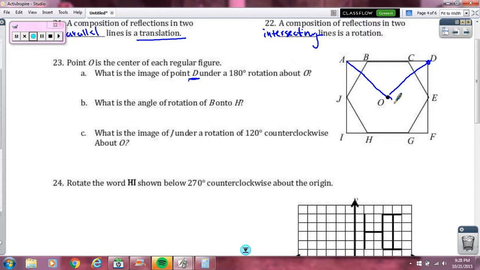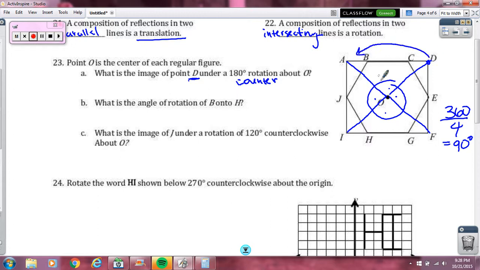If I draw in my central angles for the square, I'm dividing my 360 into 1, 2, 3, 4 pieces, so each one is 90 degrees. So if I'm taking D and I go 180, counterclockwise, I guess technically it doesn't matter, then if I go to A, I would have gone 90, I've got to go all the way around to I to go the full 180. So the image, or the place where I end up, is point I.